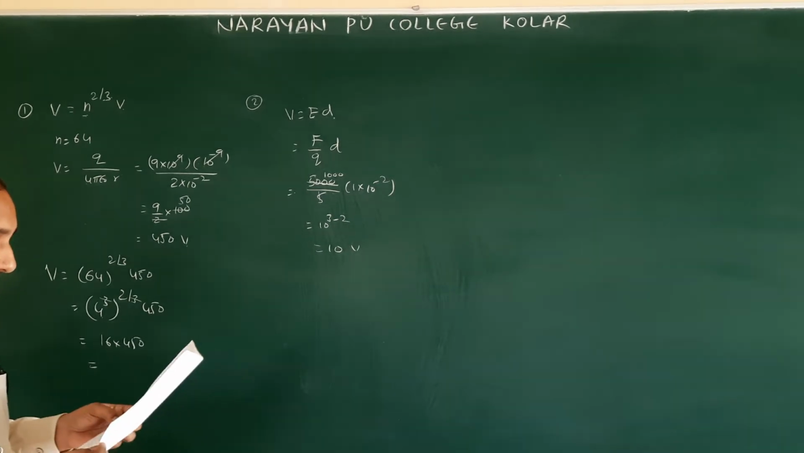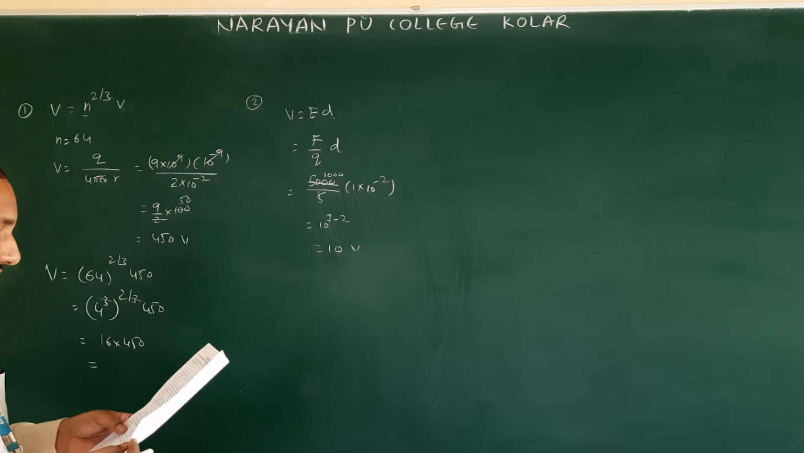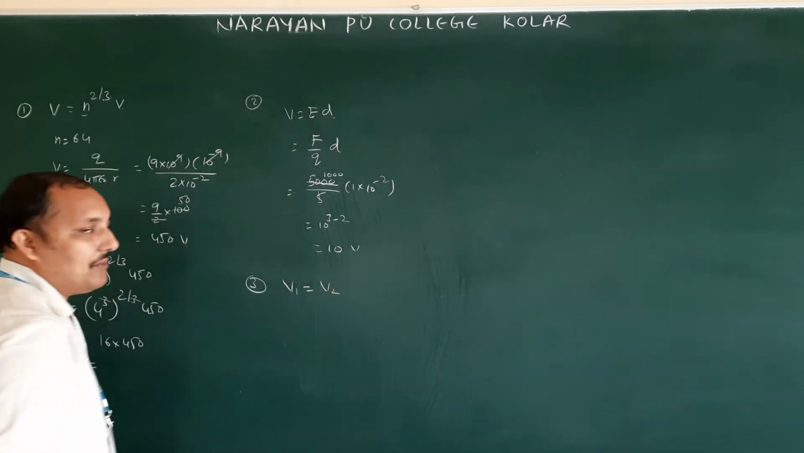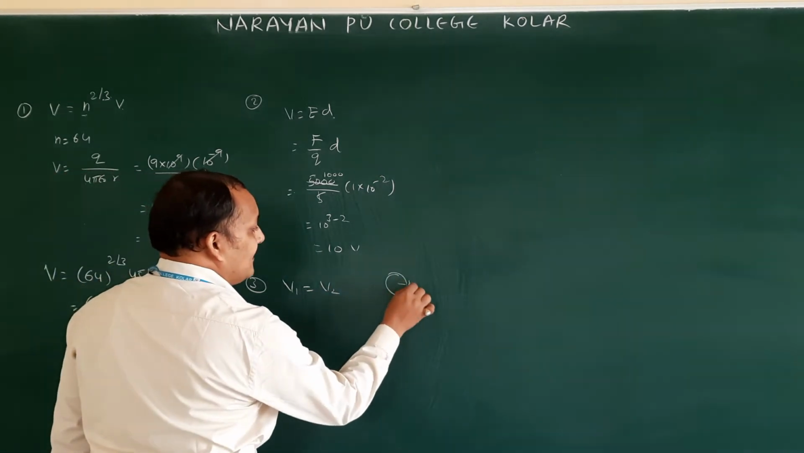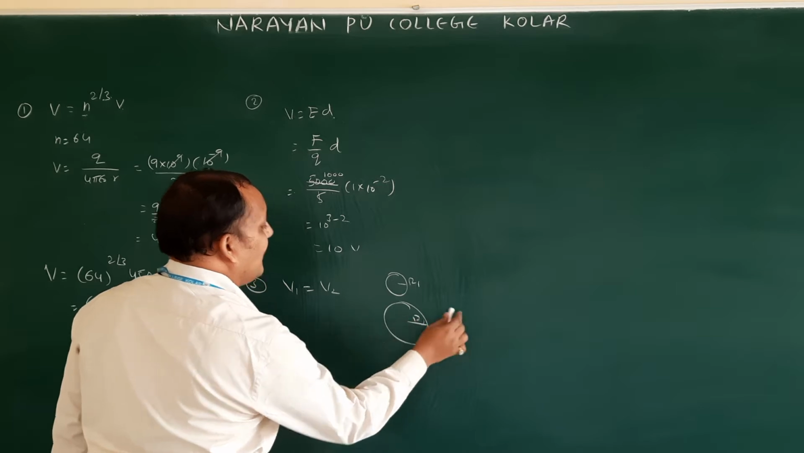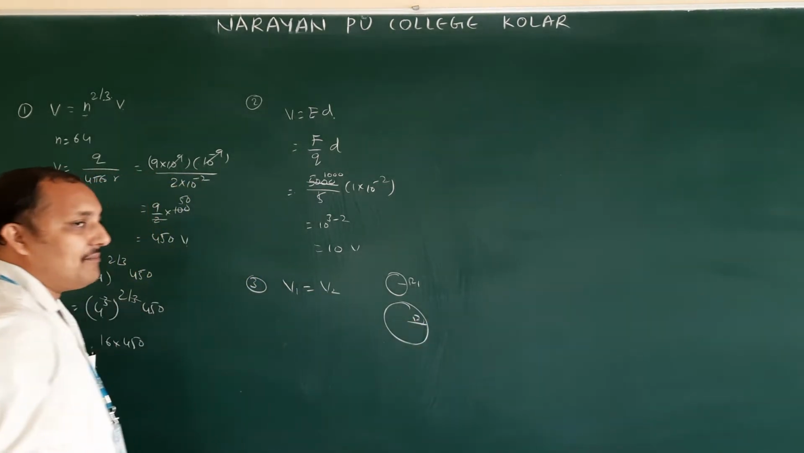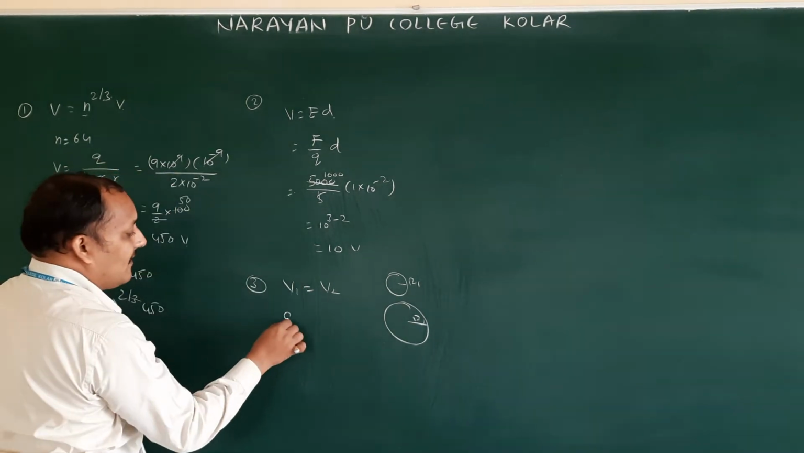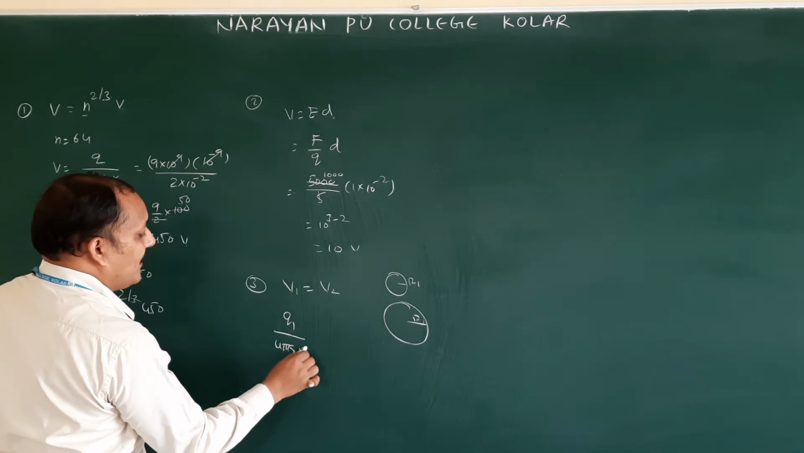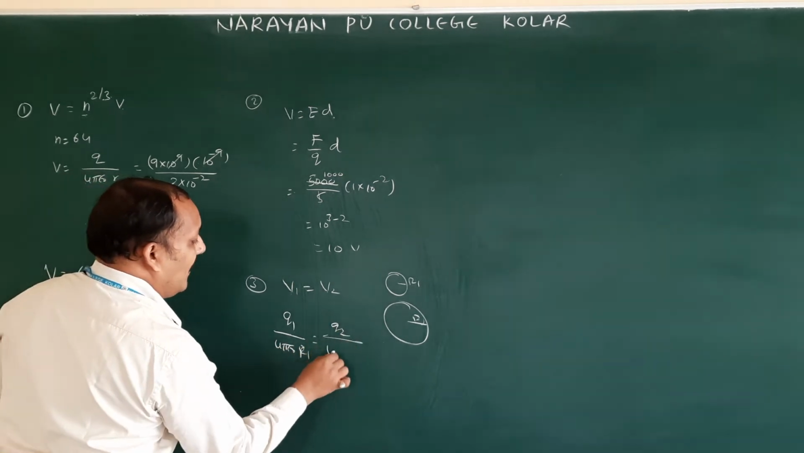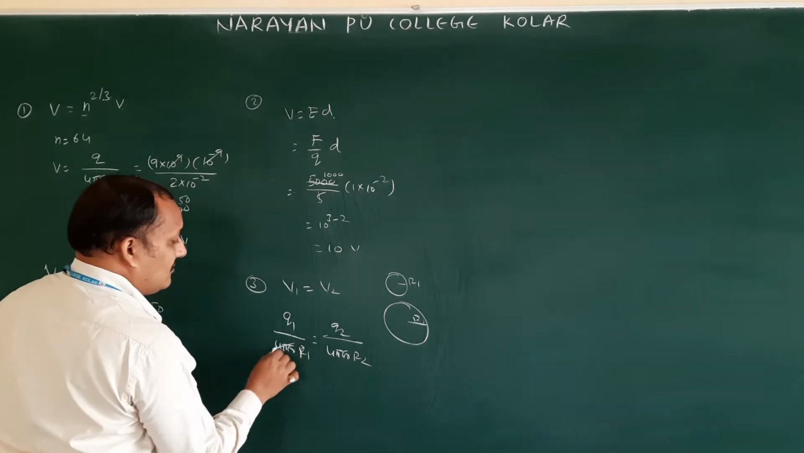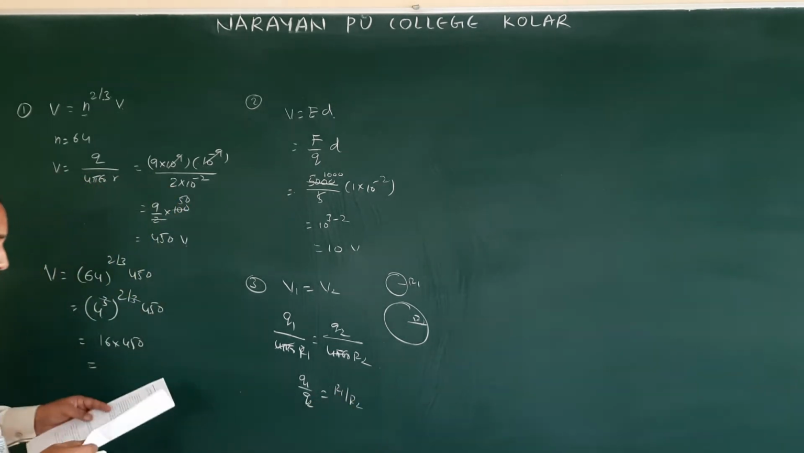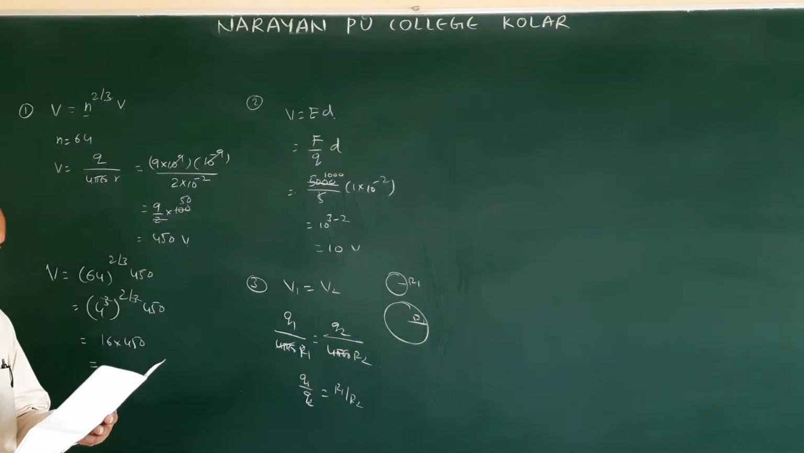Two metal spheres of radii R1 and R2 are charged to the same potential. The ratio of charges on the spheres? Same potential means V1 is equal to V2. One sphere has radius R1, another sphere has radius R2. Both have the same potential. Then what is the ratio of the charges? Potential formula is Q by 4 pi epsilon naught R. Q1 by 4 pi epsilon naught R1 equals Q2 by 4 pi epsilon naught R2. This part will be cancelled. Q1 by Q2 is equal to R1 by R2. Option 2 is correct.